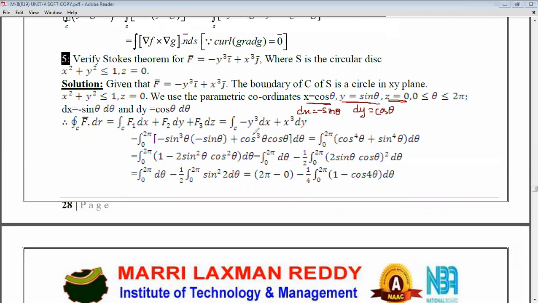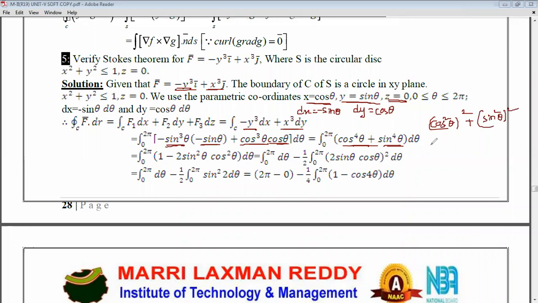And we substituted here minus y cube dx plus x cube dy. Why? Because here the i coefficient is minus y cube and the j coefficient is x cube. And simply we substituted here y cube as sin cube theta and x cube as cos cube theta, and dy is nothing but cos theta. By multiplying we got this. Okay, and here how we wrote this one? So cos square theta whole square plus sin square theta whole square.